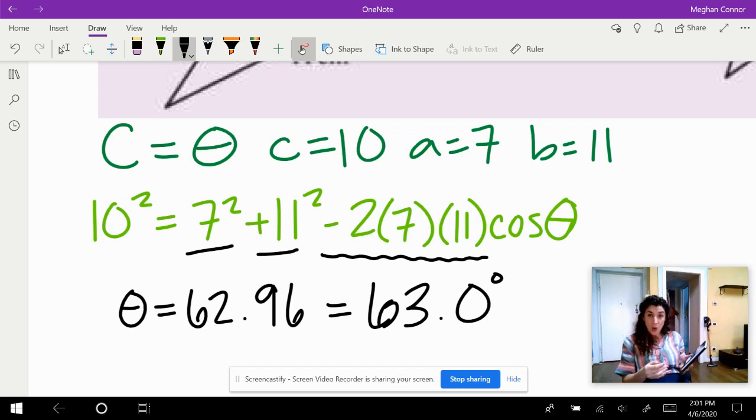We have one side, or we have y equals 10 squared, which is 100. And so it's going to be a line at 100. And then we're going to do a second equation, y equals 7 squared plus 11 squared minus 2 times 7 times 11 times cosine of x. And we should be getting the sinusoidal wave, as we talked about in our last unit.